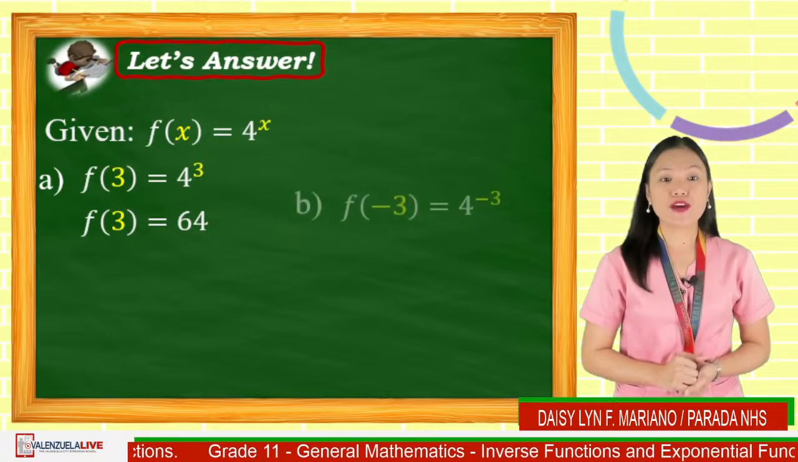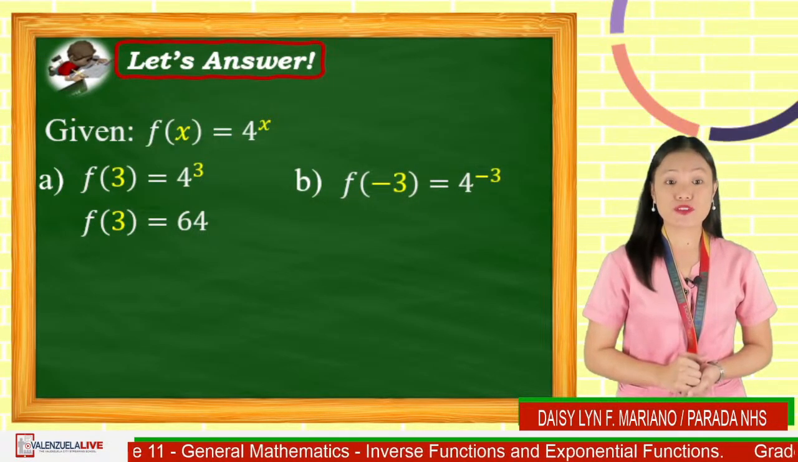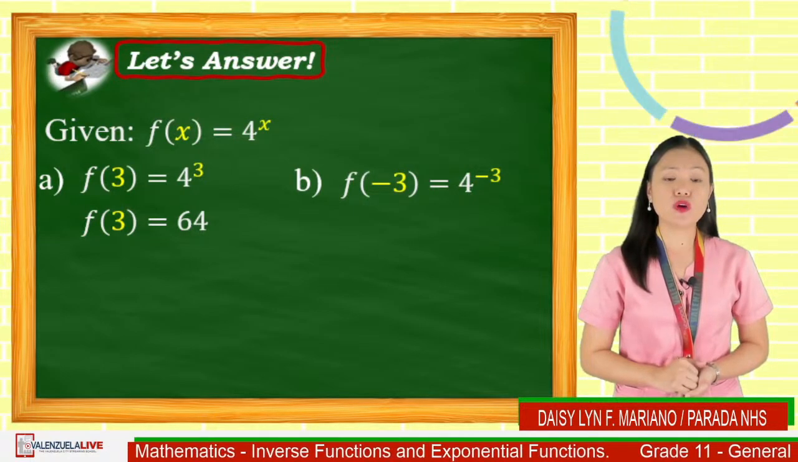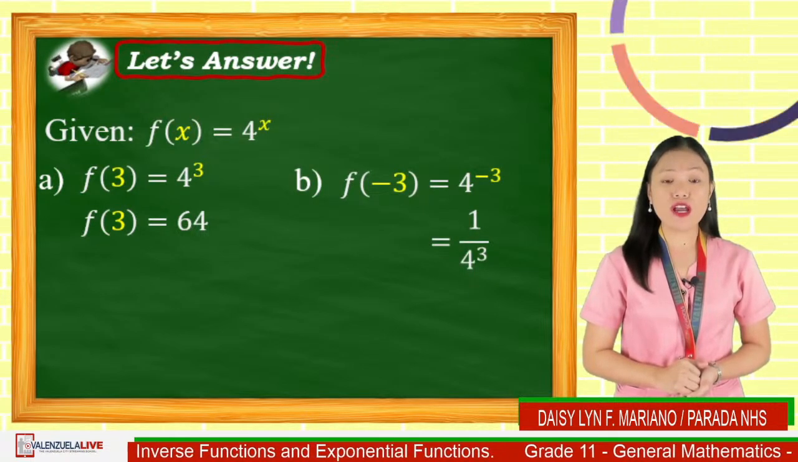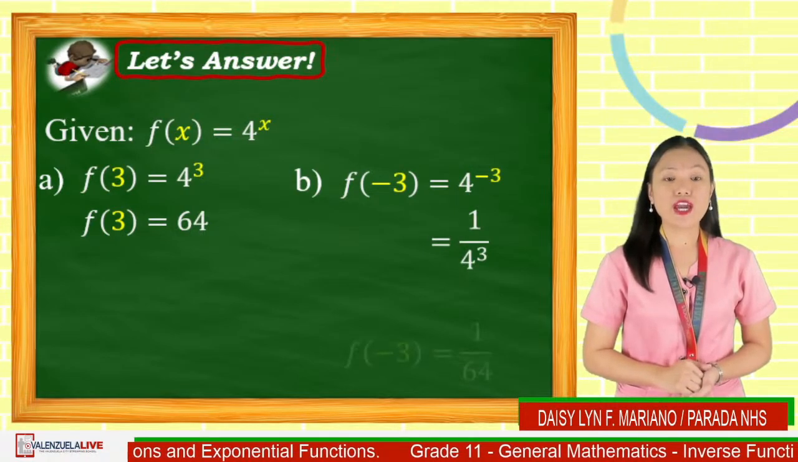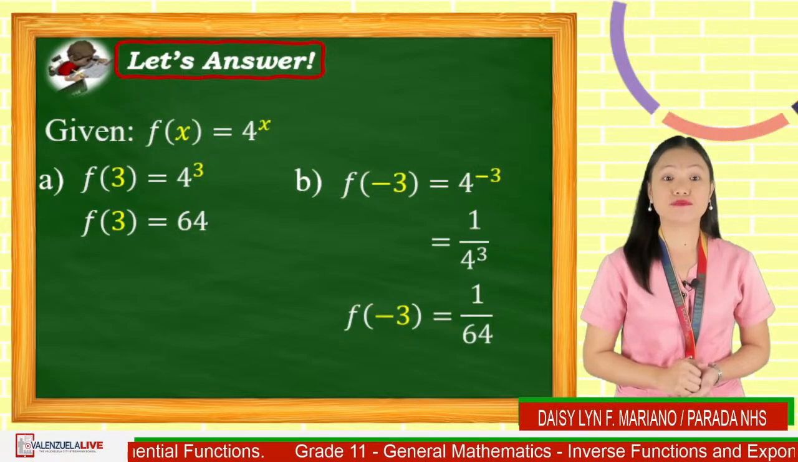For letter B, substitute negative 3 for x. We have f of negative 3 is equal to 4 raised to negative 3. By laws of exponents, this is equivalent to 1 over 4 raised to 3, where 4 raised to 3 is 64. So, f of negative 3 is equal to 1 over 64.